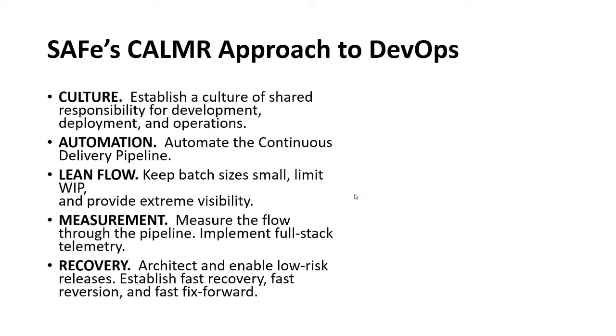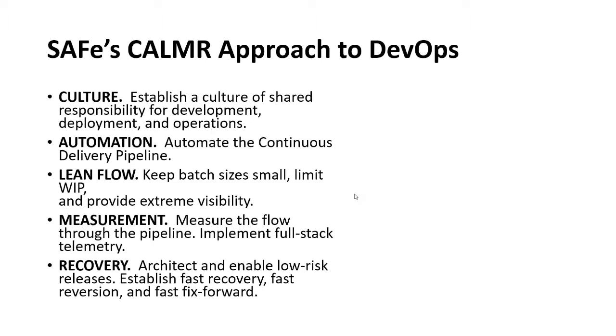Now we have to look at the flow. So we pull from lean to manage the flow. We do this first by keeping batches small, by limiting the amount of work in progress, and then providing extreme visibility. And for those of you that know the Kanban method, we use Kanban within SAFe, and DevOps certainly does as well. Once you are visualizing it, then you have to measure it. So what is the flow through the pipeline? And so there's all this telemetry that has to be built in to do that. And we have to think about that from the beginning, not as an afterthought. And then there's recovery. We have to architect and enable low-risk releases, establish fast recovery and fast reversion. And we also have to have a way to do some fast fix forward.